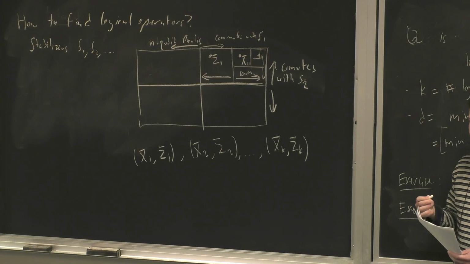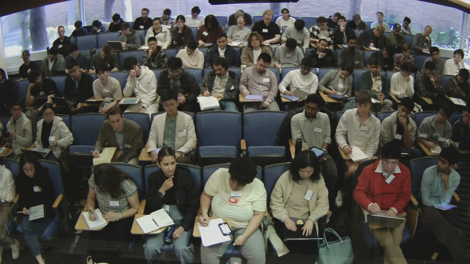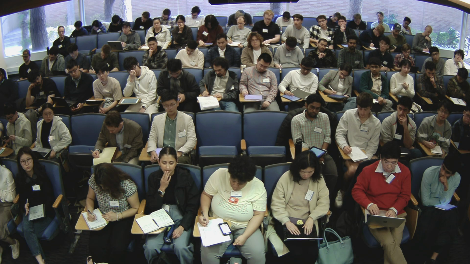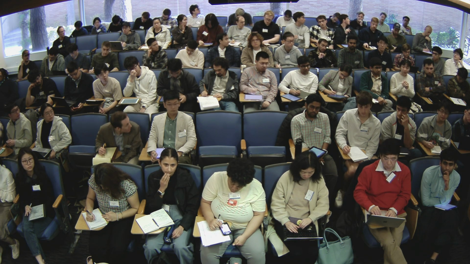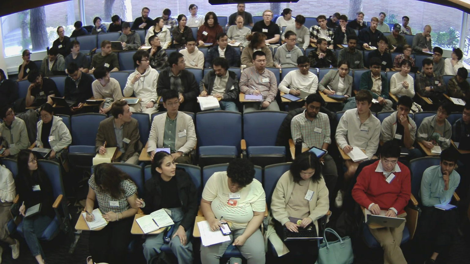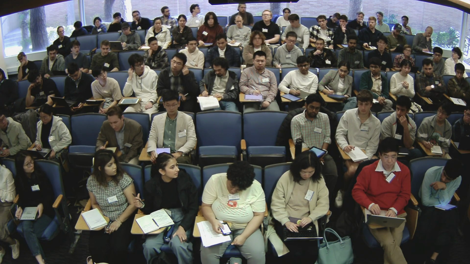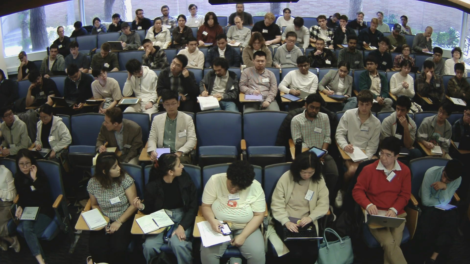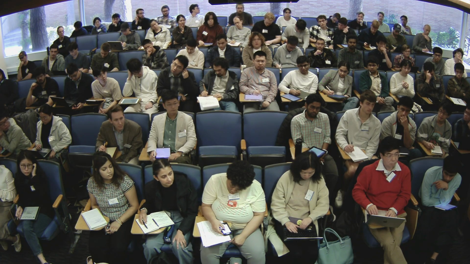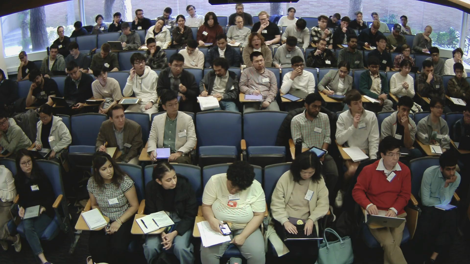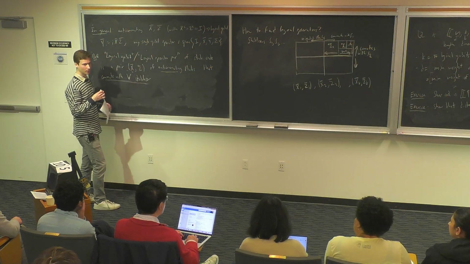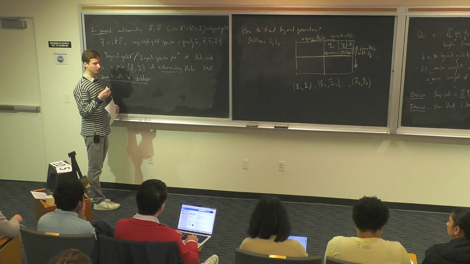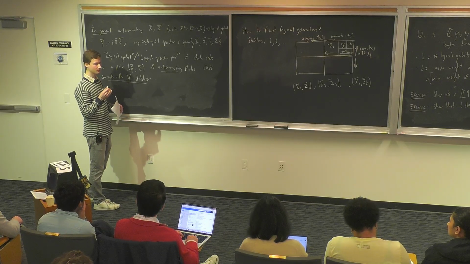Yes? Good question. Why must the logical gates commute with the stabilizers? Great question. I completely glossed over this. So why did we define this? We want logical operators to preserve the code space. We want them to map code states to code states.